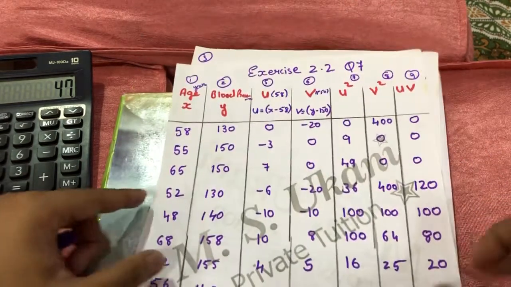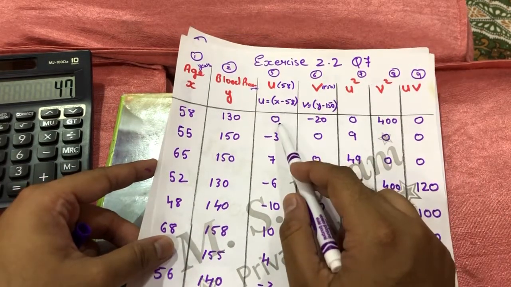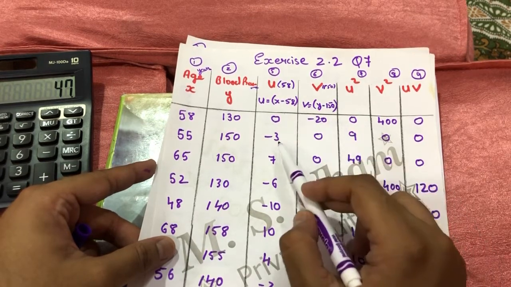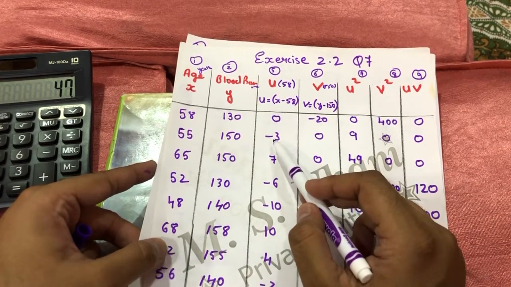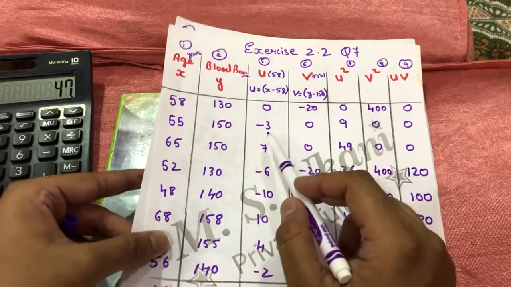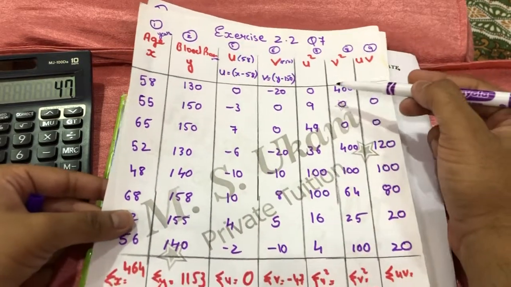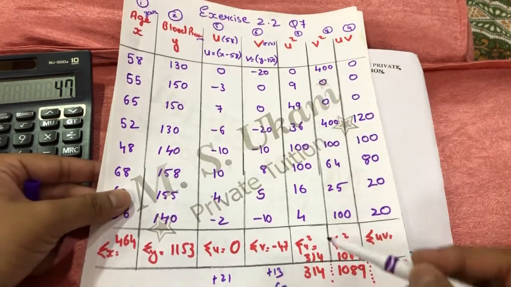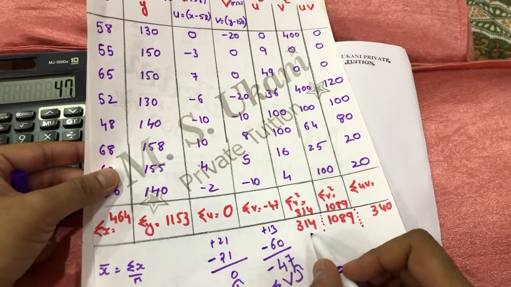Now after preparing the u and v column, we will prepare the u square. See, our u column is this, so we have to take out the square of 0. So 0 square will be 0, minus 3 square will be positive 9. As you know that whenever we take out the negative square, answer will become positive. So remember that 7 square will be 49, 6 square will be 36. In this way we had prepared the column u square, and after preparing the u square you have to add the column. Our answer will be summation u square will be 314.